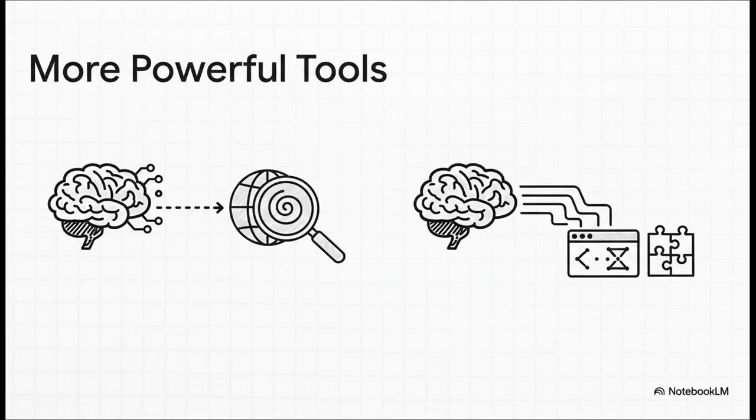And the toolbox just keeps going. With something called grounding, you can connect the model to Google Search. That makes sure its answers are always up to date and fact-checked. And with code execution, you can let the AI write and run its own little programs to solve complicated math or logic problems on the fly.